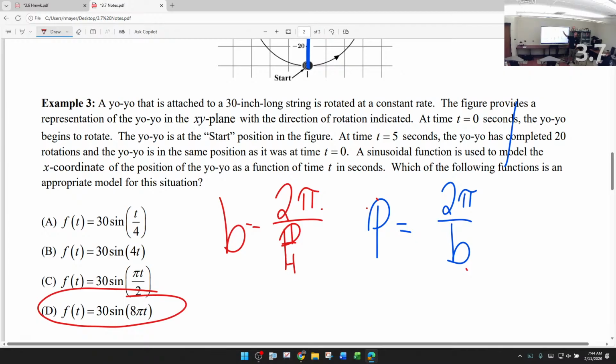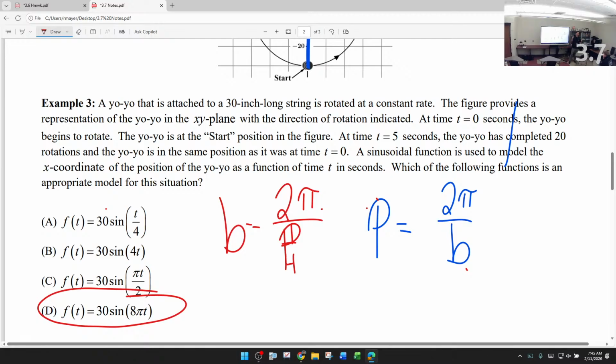I started doing all this stuff over here, and I really didn't need that because I knew this had to be 30 because that's the only choice I got. 30, that's the amplitude. Going up to 30 and down to 30. Here's 0, up to 30, down to 30. All of them are sine. So really, the only thing I really needed to find was B. B is 2 pi over the period. And the period took a little bit of work.